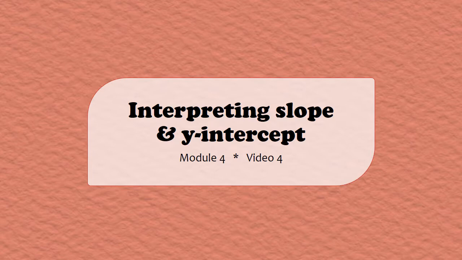Hello, and welcome to video 4 of Module 4, Interpreting the Slope and Y-intercept of the least squares regression line. In this video, we'll be looking at an equation of a least squares regression line and discussing how to identify the slope of the line, as well as how to identify the y-intercept, and what those values mean, and whether or not it makes sense to interpret those values given the context of a problem. Let's get started.